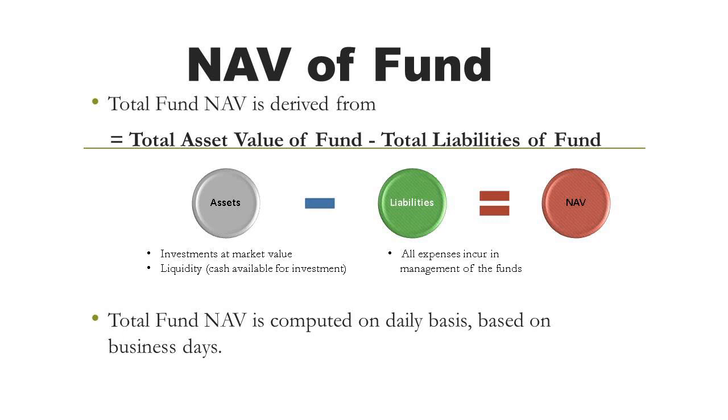Alright? So investments are at market value. That is where the price goes up and down every day, because it's based on market value. You may buy at $1, it can be $1.20 today, but tomorrow it may crash to 80 cents. So today the price goes up, tomorrow the price goes down, depending on the market value. Alright? And all the expenses, net asset value. So total NAV is computed on a daily basis, based on business days.